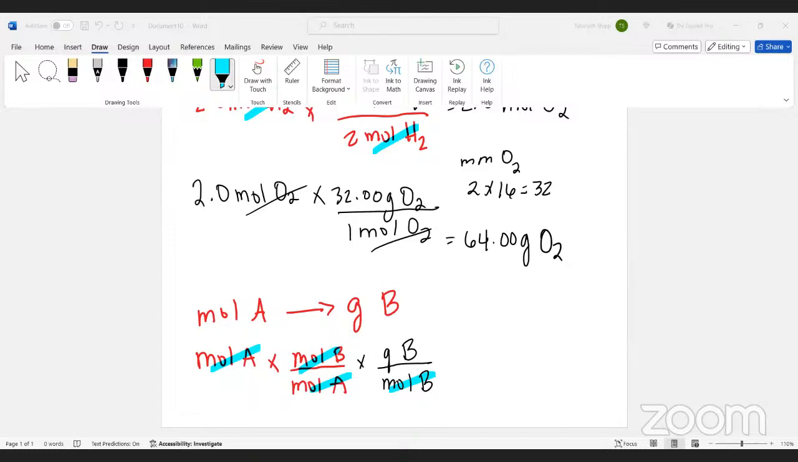Now, we're not done yet, because what they want to know is which one of these reactants is going to be the limiting one. In other words, the smallest number that is produced.